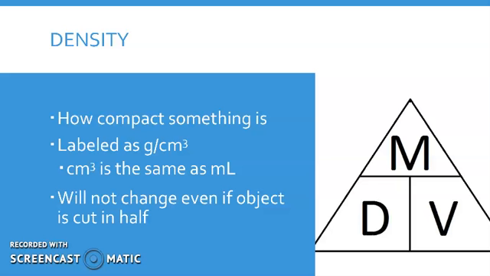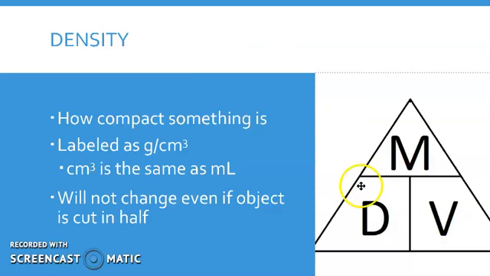It's your broken heart equation. So again, D equals M over V. The M over V kind of looks like a broken heart because you have the line between it. Or you can remember this diamond here, DMV. So then whenever you're solving one or the other, you don't have to rearrange it algebraically, if that makes sense.